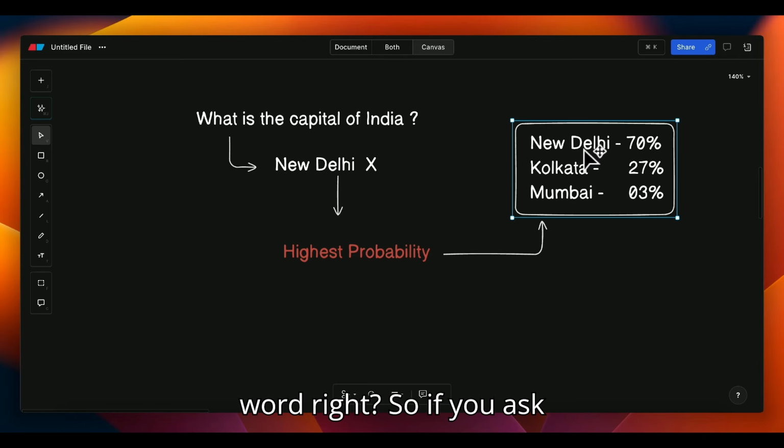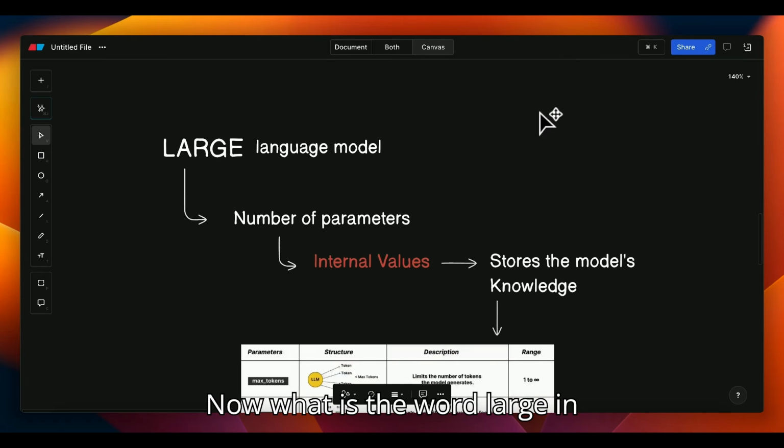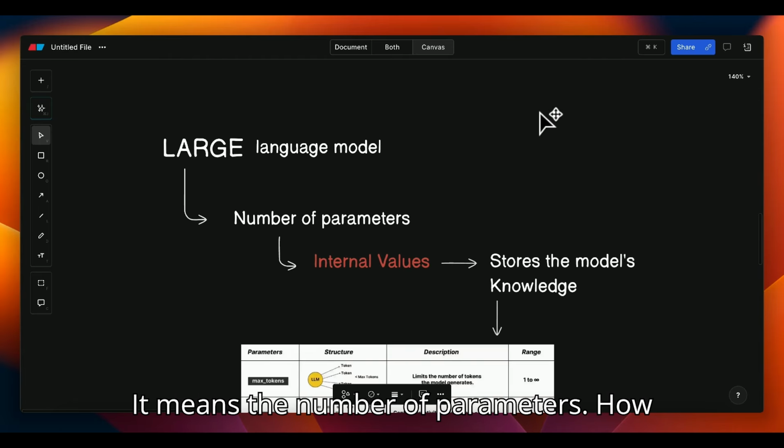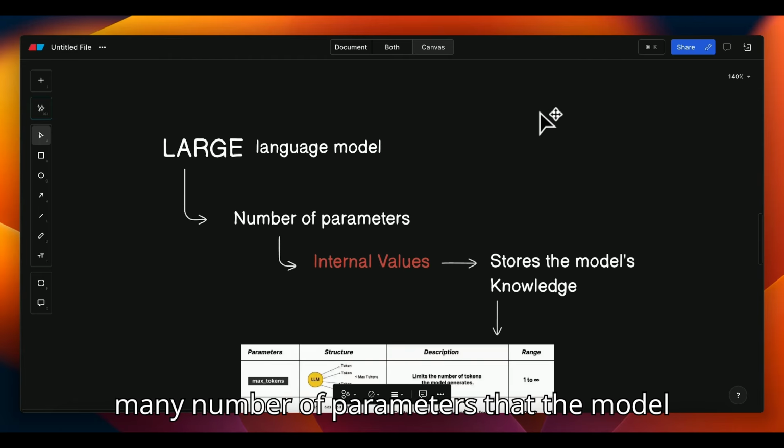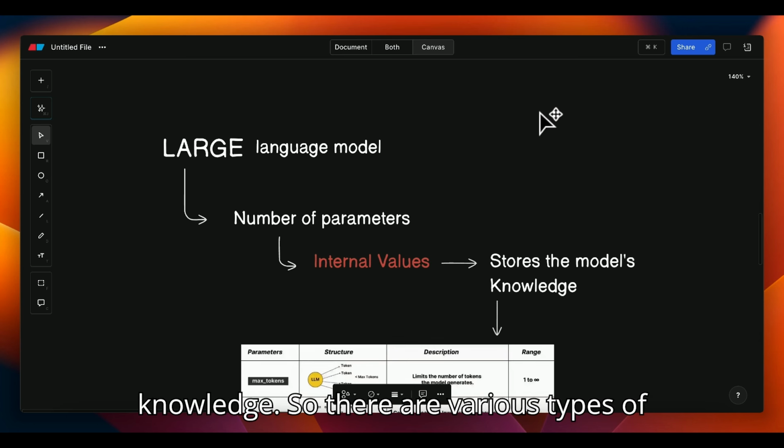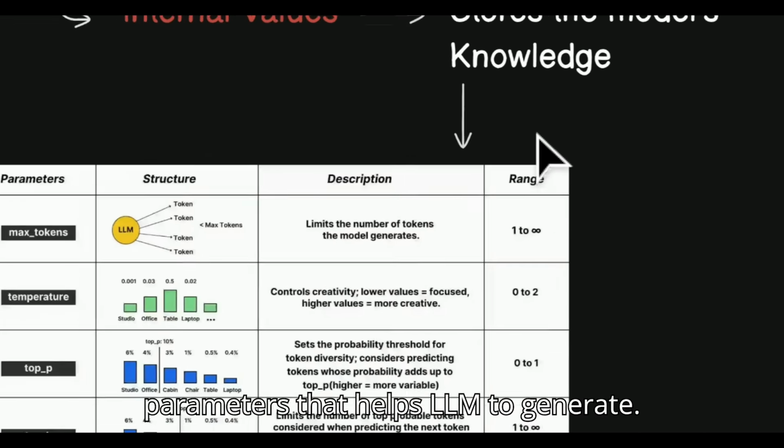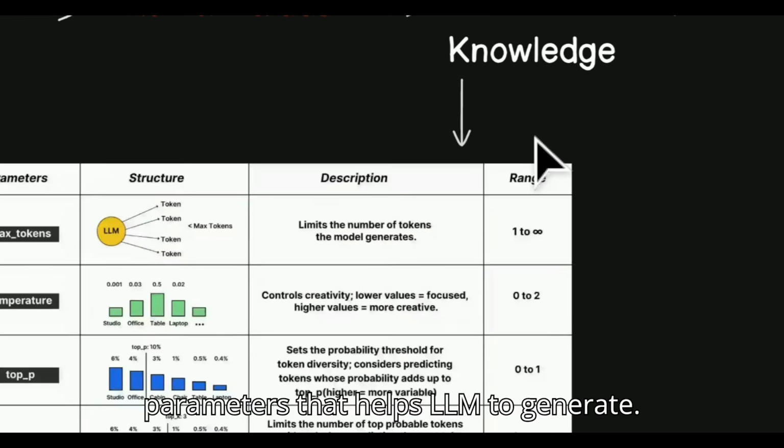So if you ask ChatGPT to write you an essay of 300 words, what it does is generate word by word, and it predicts the next word. Now, what does the word large in large language model mean? It means the number of parameters, how many parameters the model has. What is a parameter? It is an internal value that stores the model's knowledge. So there are various types of parameters that help an LLM to generate. We are not deep diving into machine learning, so a brief description might help.